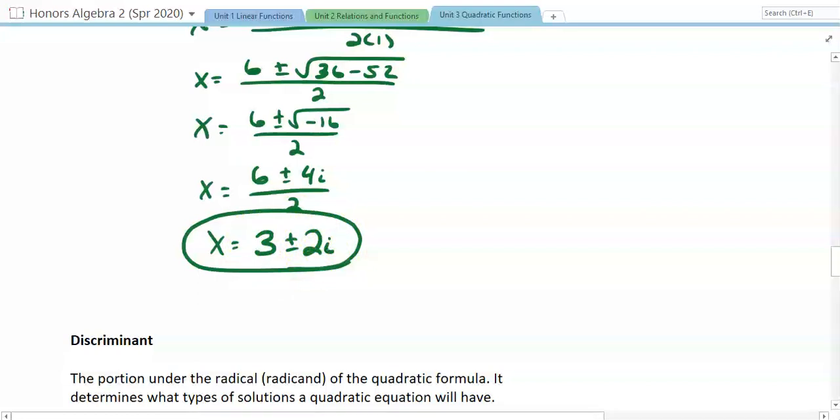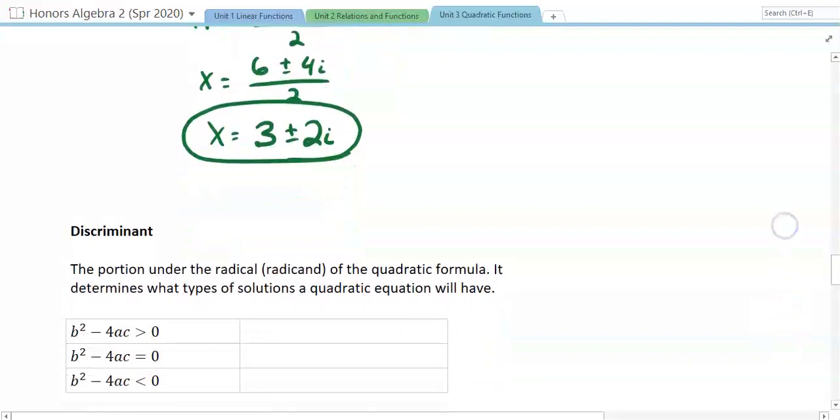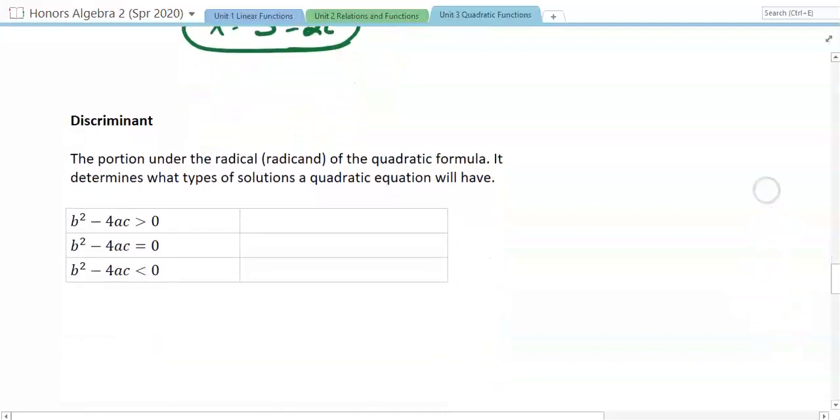Okay? And so that is how we use the quadratic formula. It doesn't matter what type of solution I'm going to get. It's the same process every time. Plug it into the formula and simplify it out to what you get. Okay? As we saw through these examples, the part under the radical, which we call the discriminant, is the piece that is going to tell us how many roots we have.